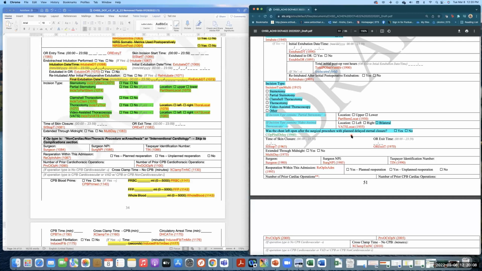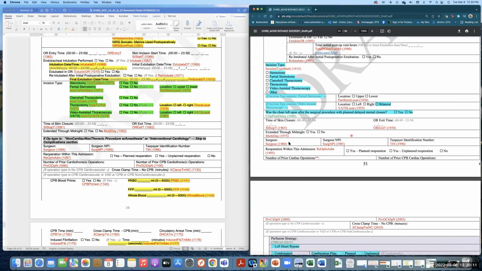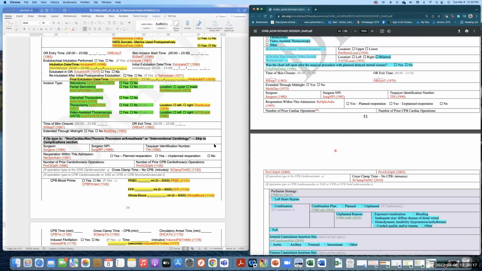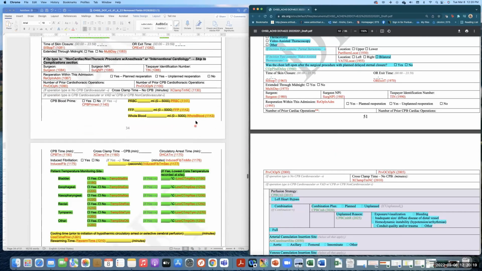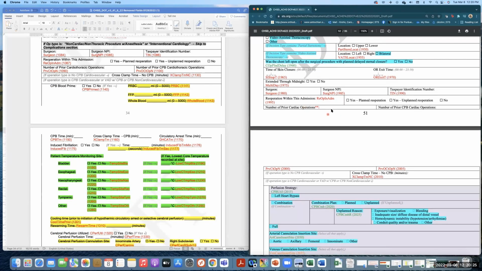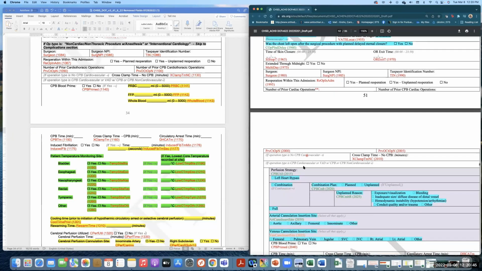So then otherwise, the rest of the section is largely unchanged, with time of skin closure, exiting the OR, procedure extended through midnight, surgeon NPI, all of that remains the same. And then we start getting into some perfusion data. So we do have our number of prior cardiac operations and prior CPB cardiac operations. We will make sure that those definitions are clarified in the training manual. We've heard you, we know it's a problem. And then we have the cross clamp time for no CPB cases as well. And then we move down into perfusion strategy for older than 18. So I'm going to turn it over to Melinda to take on this section.